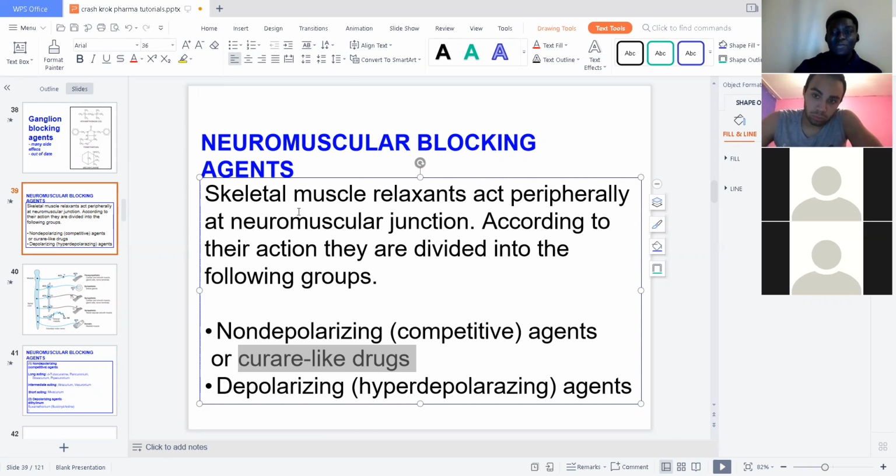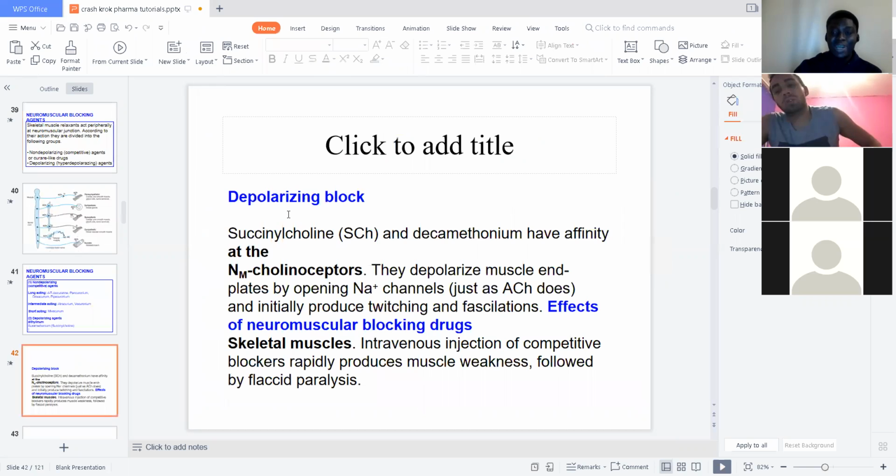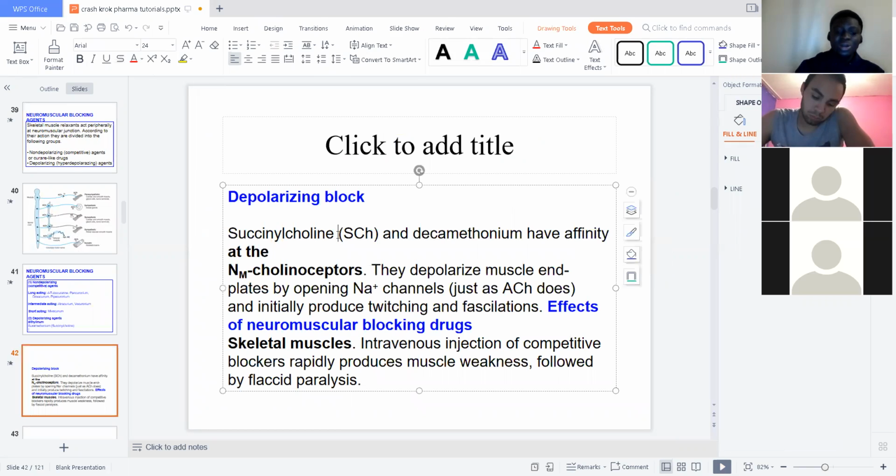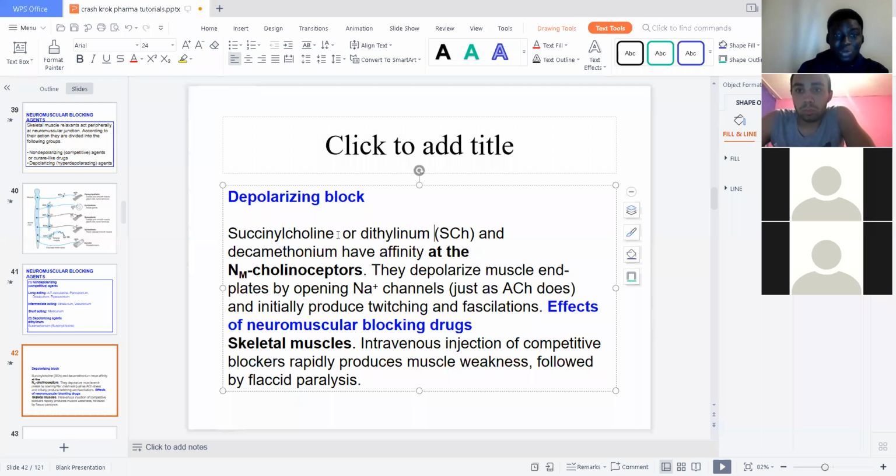So like I said, we have two types of neuromuscular blocking agents: the non-depolarizing and the depolarizing. An example of the depolarizing is succinylcholine or diethylenum. This is a very important drug for krok. This drug works by depolarizing the end motor plate, which makes it impossible for new impulses to arrive.